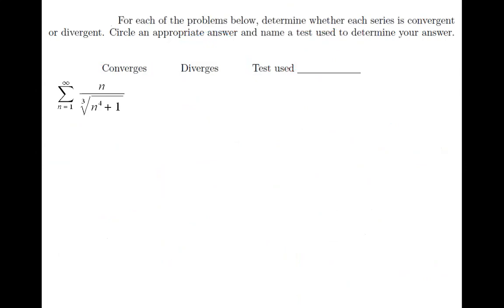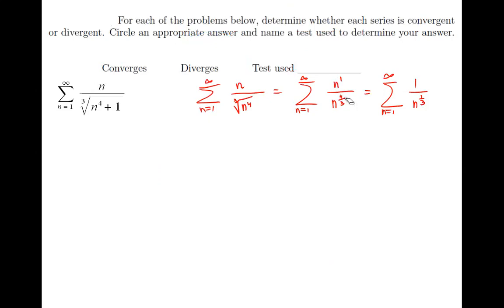Okay, this one: n over the cube root of n to the power of 4, plus 1. Definitely this one I will try to compare because it's not telescoping. In order to compare, we always try to keep the leading functions. Let's simplify this one first. This will be n, this will be n to the power of 4 over 3. 1 minus 4 over 3 is negative 1/3, and that is in the denominator, so the exponent is positive. I see that this infinite series is definitely divergent.